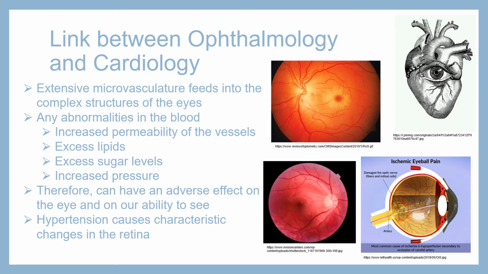Because extensive, very fine microvasculature feeds into the complex structures of the eyes, any abnormalities in the heart or its vascular system can affect the eyes and present with a specific pathology. Such conditions include increased permeability of the vessels, excess lipids or sugar levels, and increased blood pressure, and therefore they can have an adverse effect on our ability to see. Hypertension specifically also causes characteristic changes in the retina.